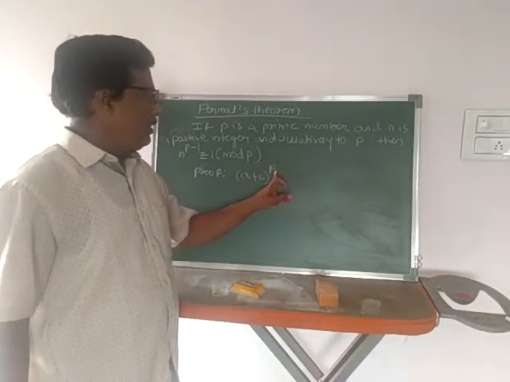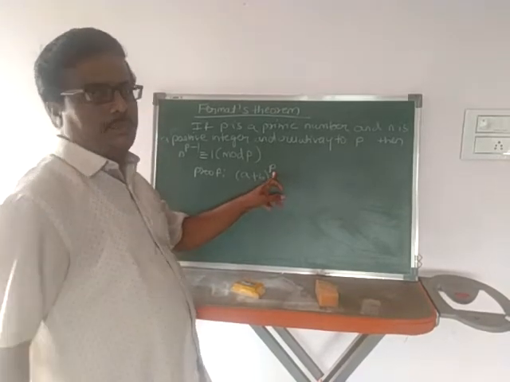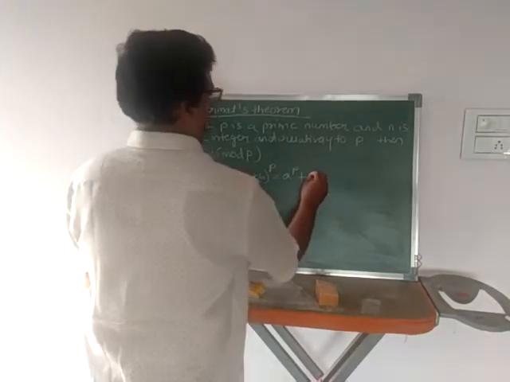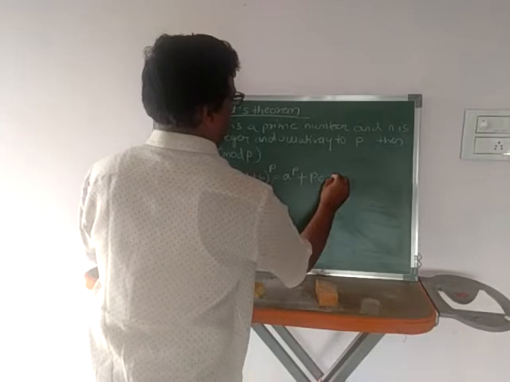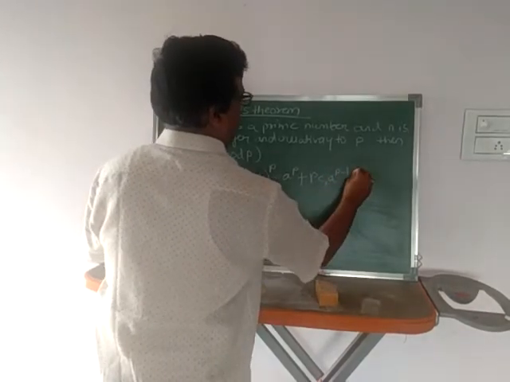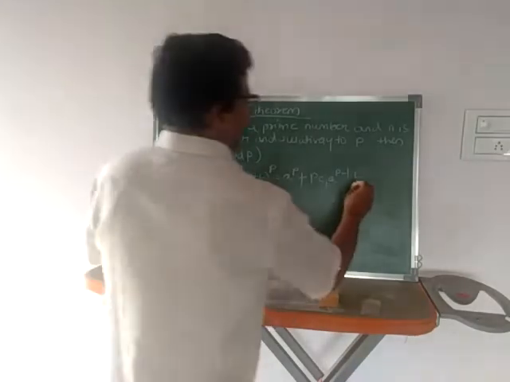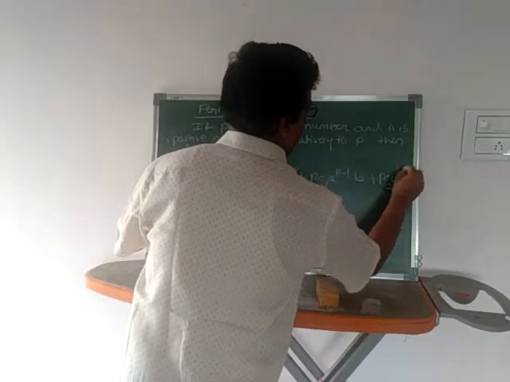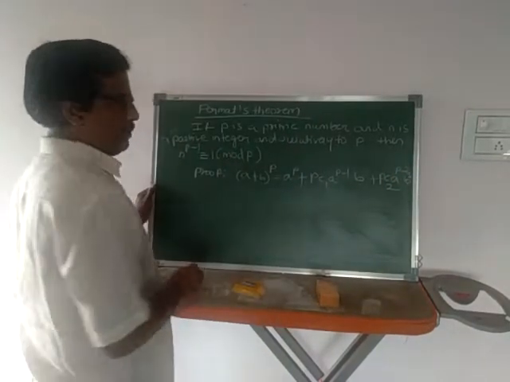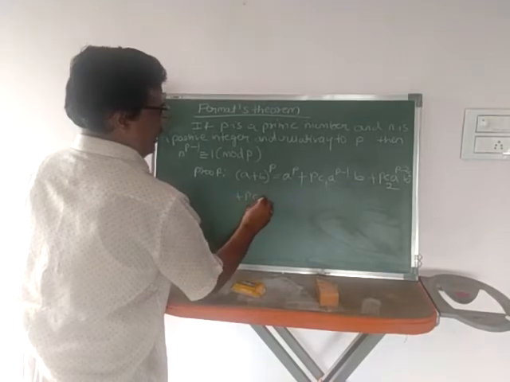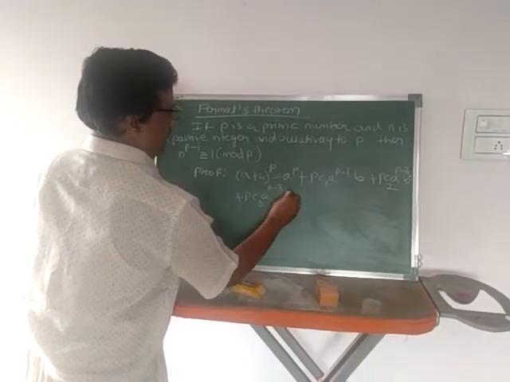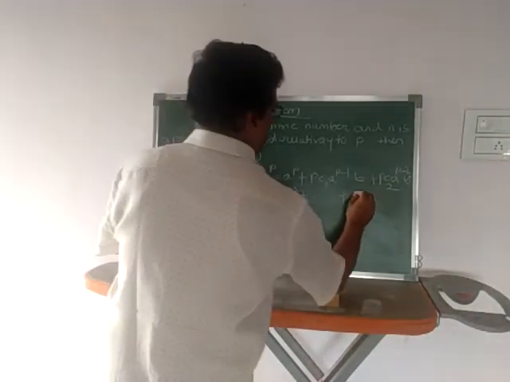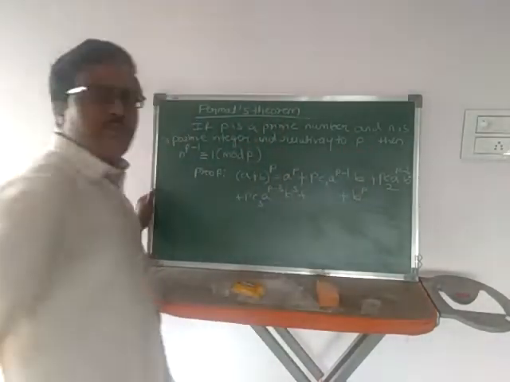(a plus b) whole raised to p, by the binomial theorem, is equal to a raised to p plus pC1 into a raised to p minus 1 into b. And similarly, second term, pC2 into a raised to p minus 2 into b square. Next, third, pC3 a raised to p minus 3 b cube, and so on. The last term is b raised to p.